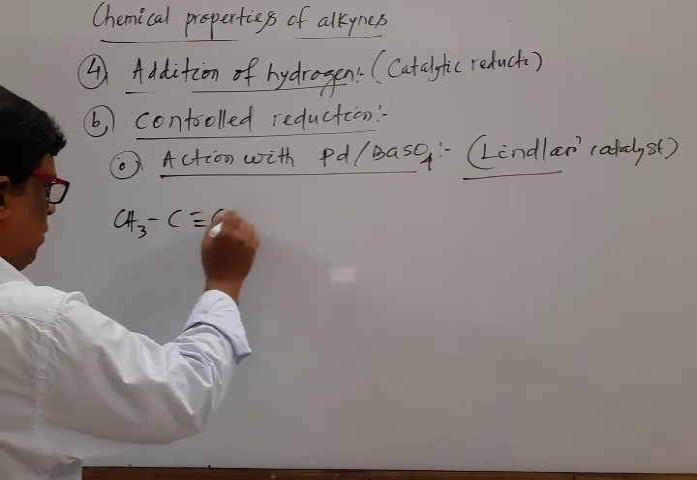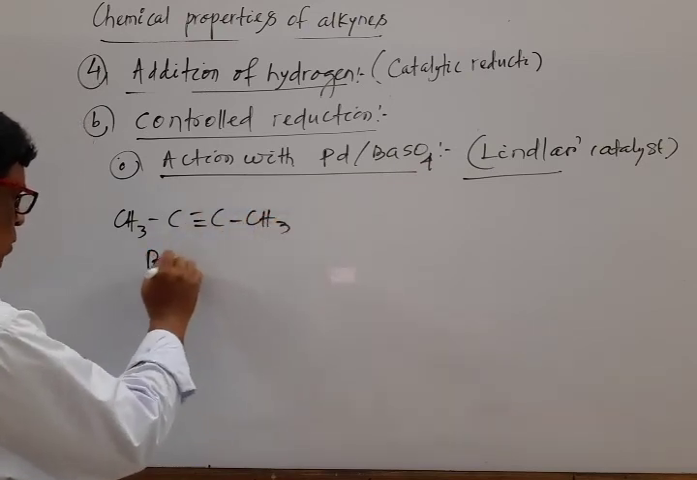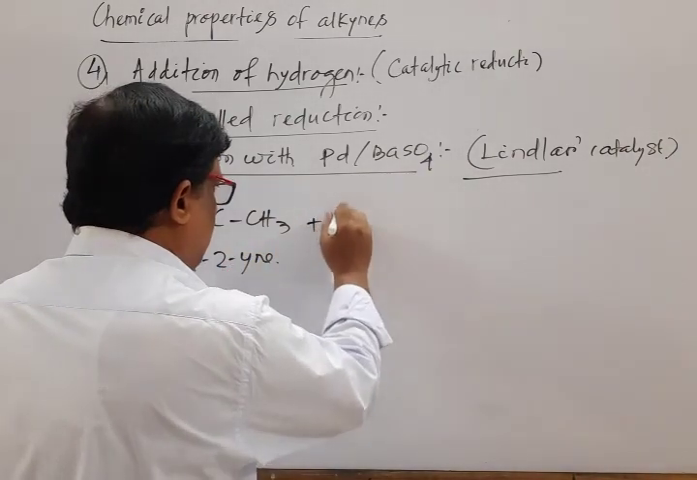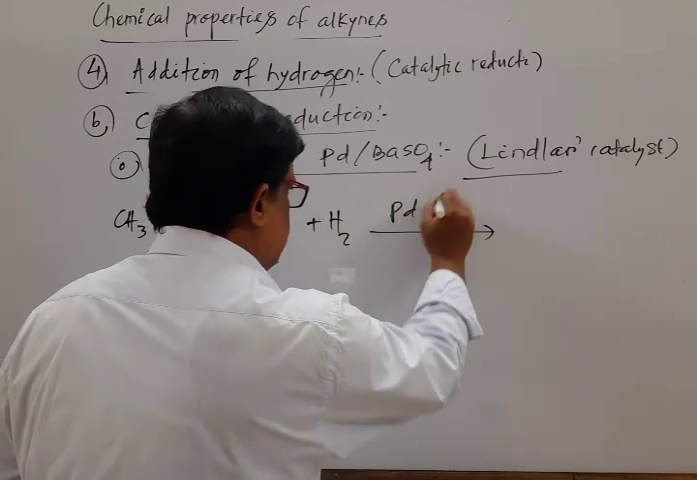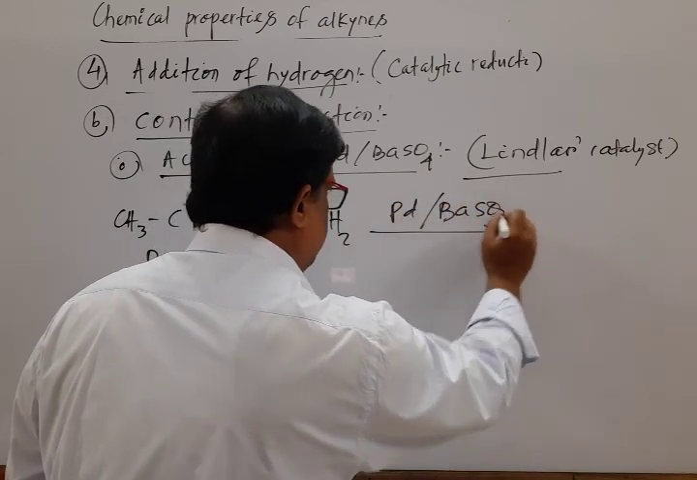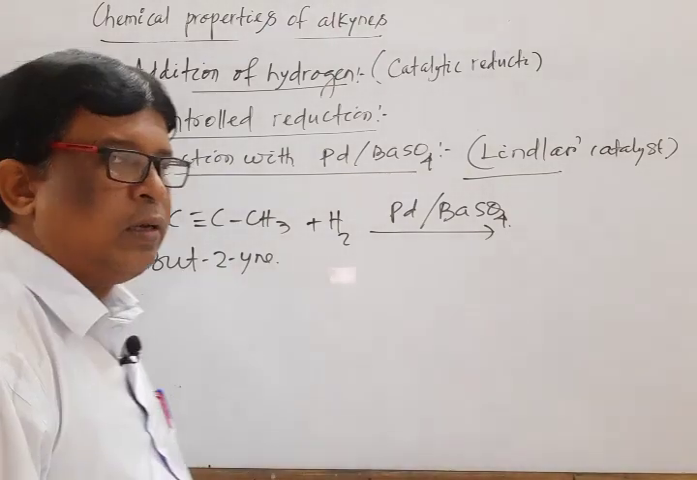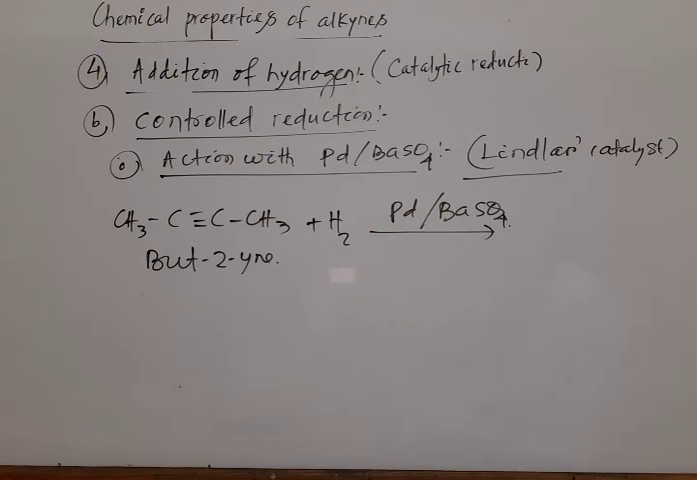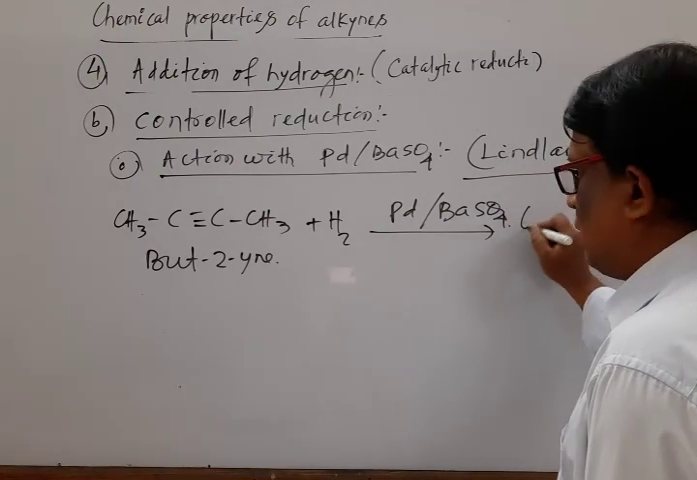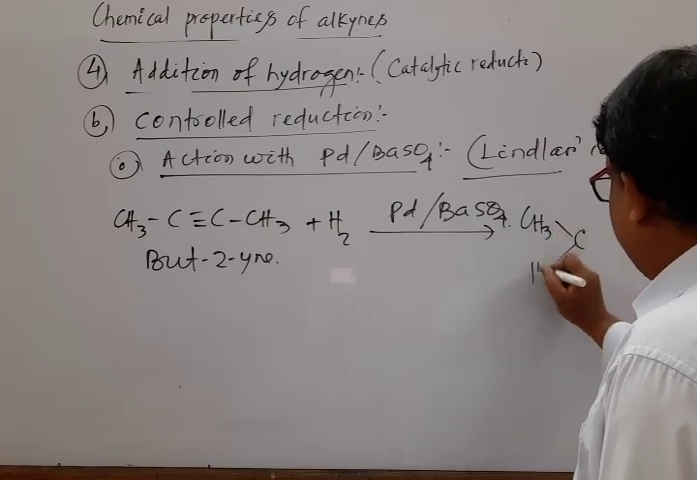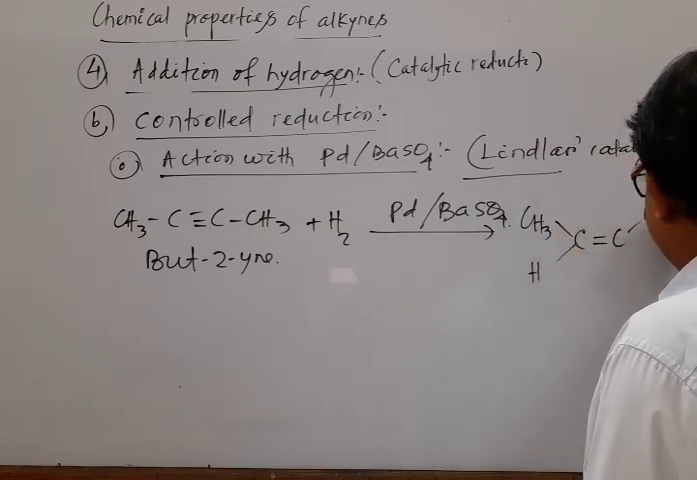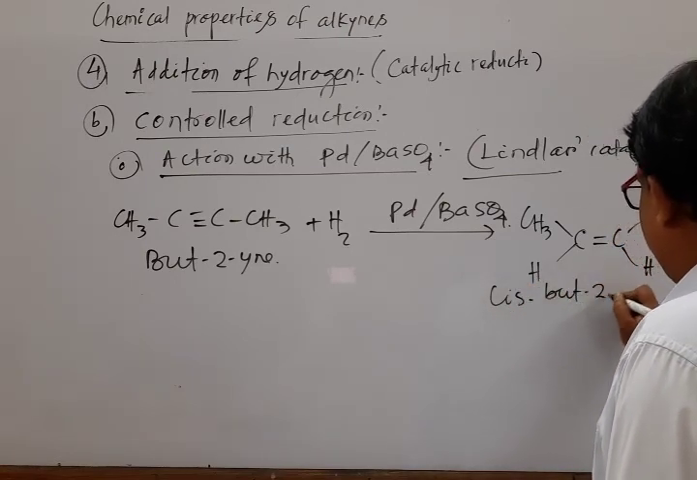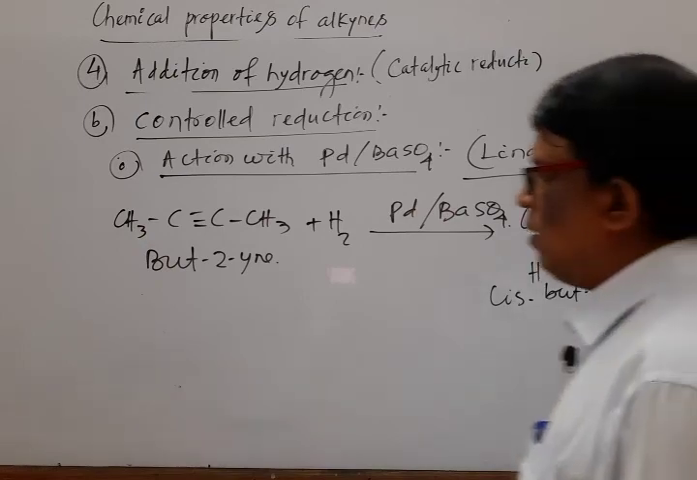CH3, C triple bond C, CH3, known as but-2-yne. When it undergoes reduction in presence of palladium supported over barium sulfate, what happened? Resulting in the formation of cis isomer. That means CH3, H, that is cis but-2-ene. Okay. So what we write?